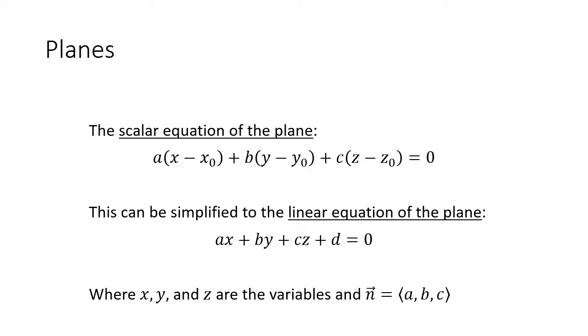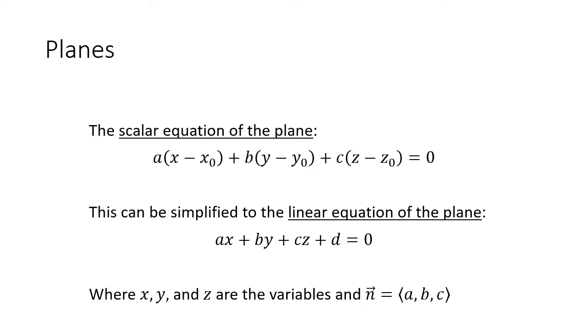And there's our scalar equation for the plane. A times the quantity x minus x0, plus b times the quantity y minus y0, plus c times the quantity z minus z0 equals 0. There's my scalar equation for the plane.